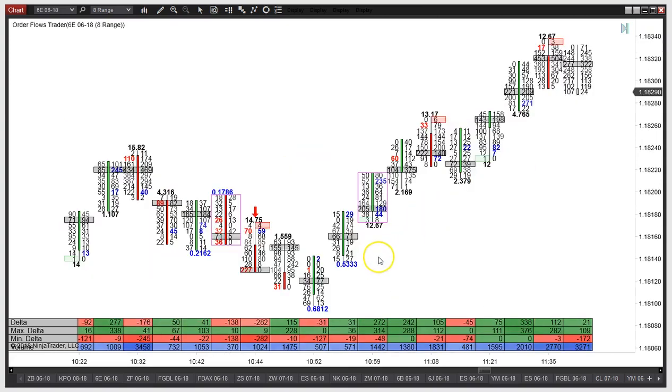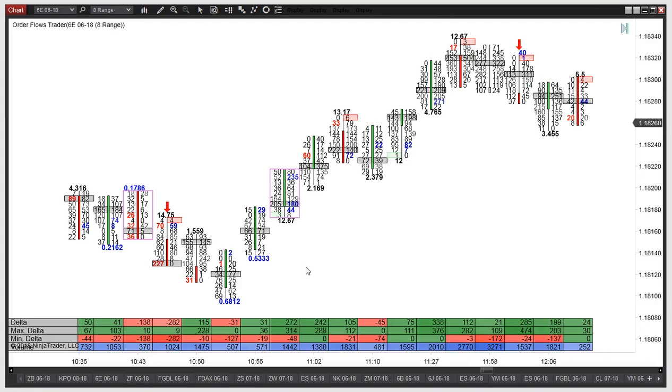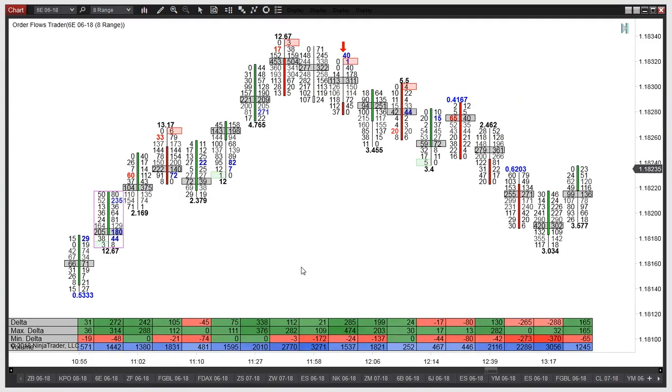Again, it comes down to what your time frame is. Some people will be happy to get 5-6 ticks out of euro currency per trade. Some want to get 10-20 ticks. There's different ways to approach the market.